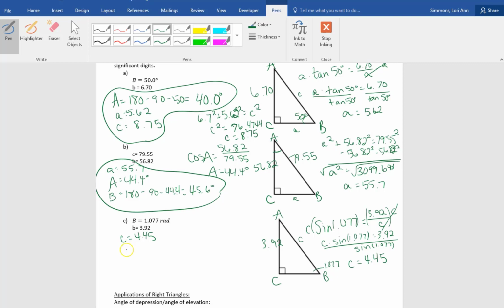Now we're going to need to find side A, and we're going to need to find angle A as well. To find side A, we have A squared plus 3.92 squared equals 4.45 squared. When you do the algebra, A squared equals 4.45 squared minus 3.92 squared. So A equals 2.11.